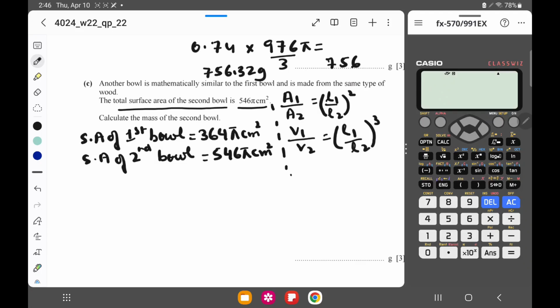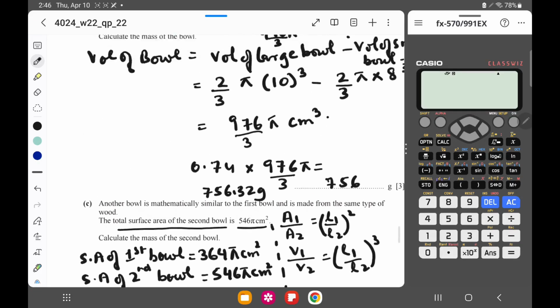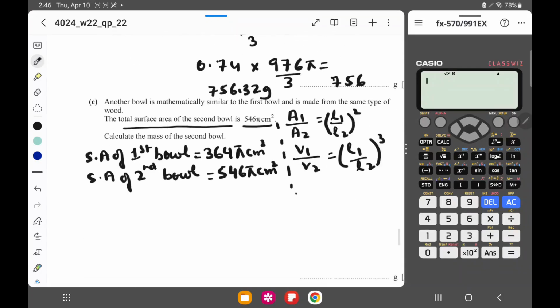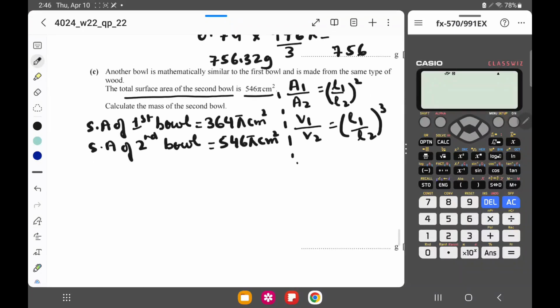We are going to find the mass of the second bowl. Let's find the mass of the first bowl. The mass of the first bowl we have already found, which was 756 grams. We calculated it in part B. Be careful, because if you take the wrong values, you will have a different answer. So this is 756 grams, and then the mass of the second bowl is required.